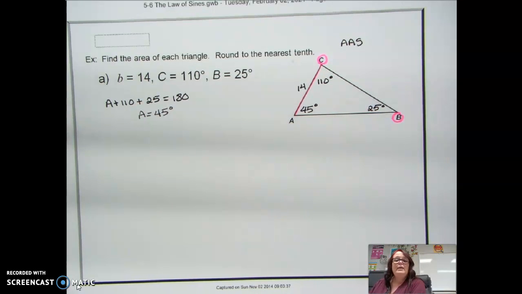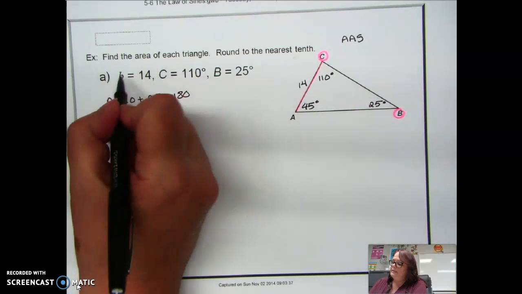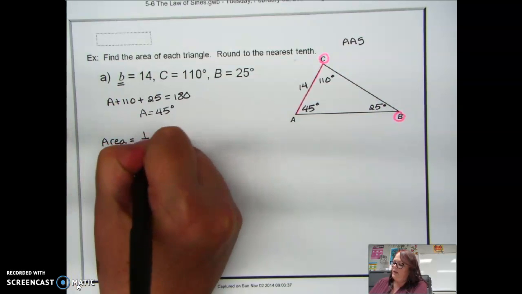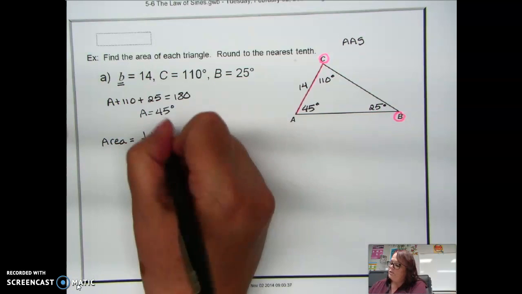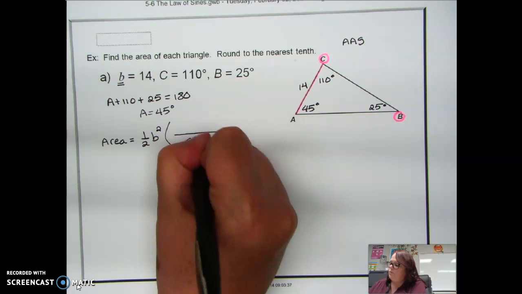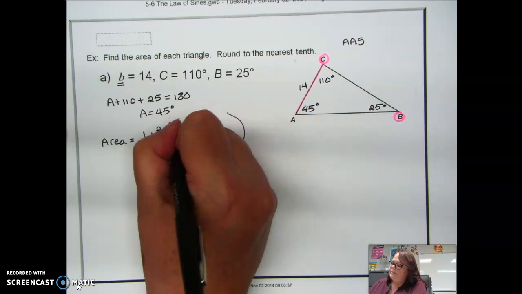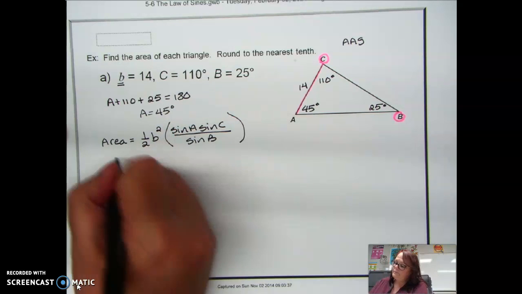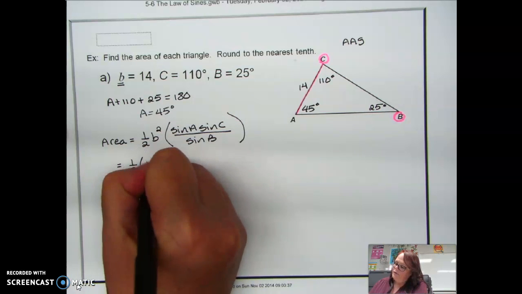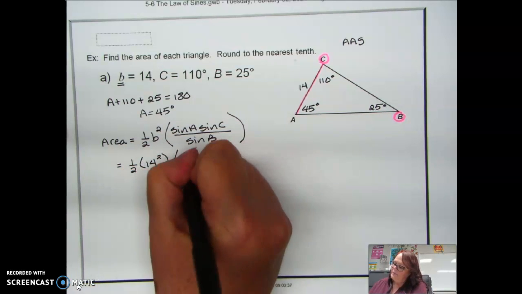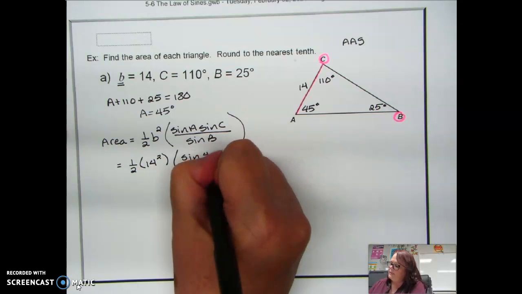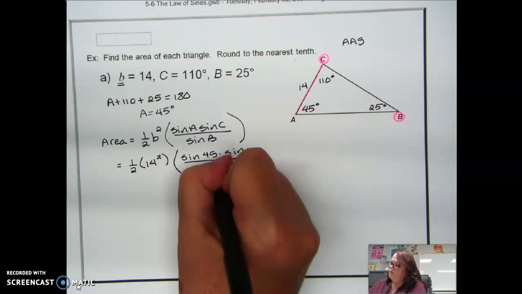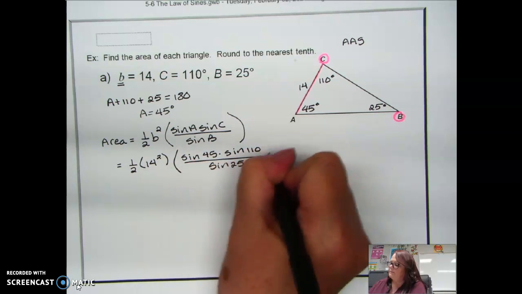Okay, so then if I use my formula, notice it's little b that I know. So I've got the area is going to be 1/2, and then we're going to use the little b squared. So that means that the sine of B has to be the one in the denominator. And that means that the sine of A and the sine of C are the ones in the numerator. So we're going to say 1/2 of 14 squared times the sine of 45 degrees times the sine of 110 degrees all over the sine of 25 degrees.